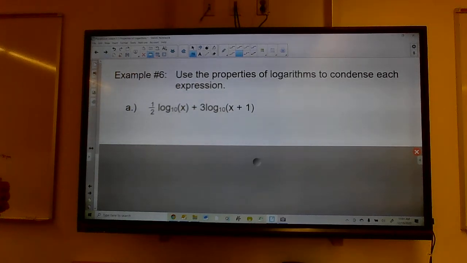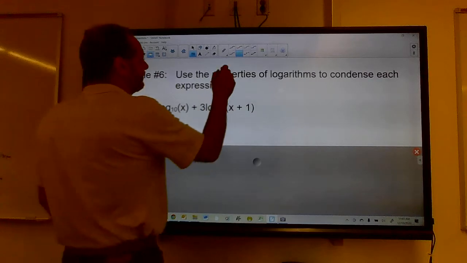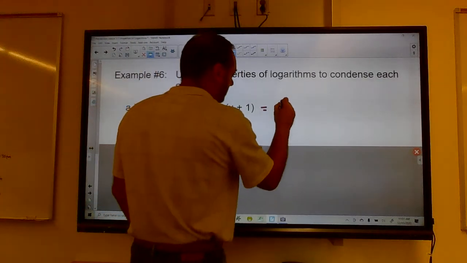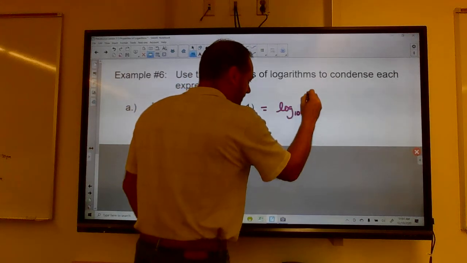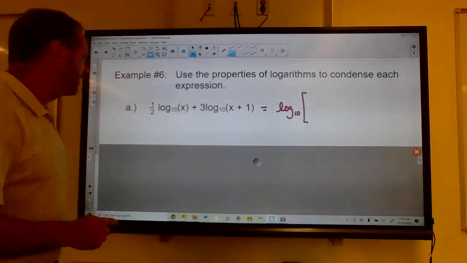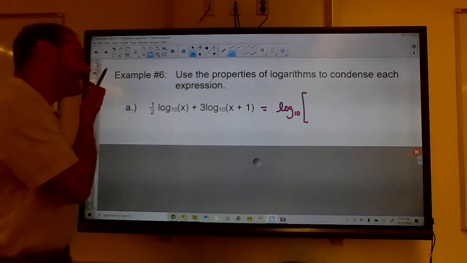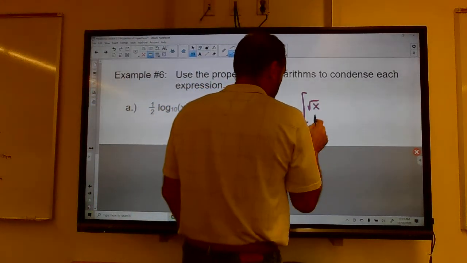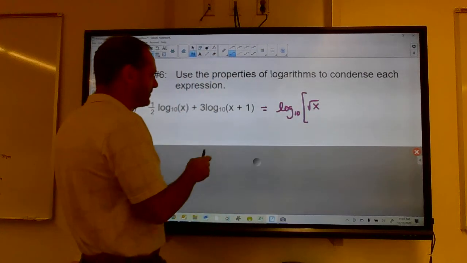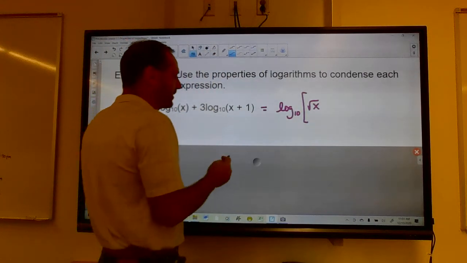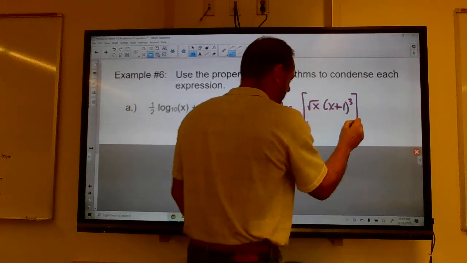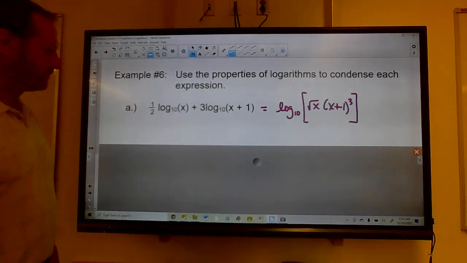Okay, use properties of logarithms to condense each expression. Okay, so what does this mean? Well, we're log base 10, so this is all going to be log base 10. And then inside there I'm going to have x to the 1/2, so that's the square root of x. Plus means times x plus 1 to the 3rd power. And I'm done.